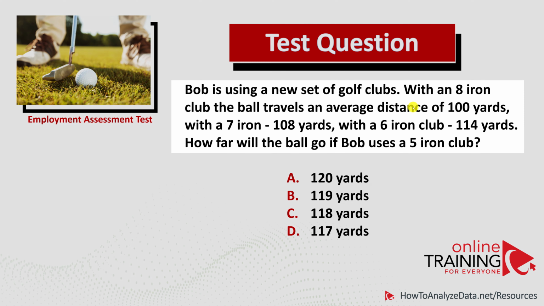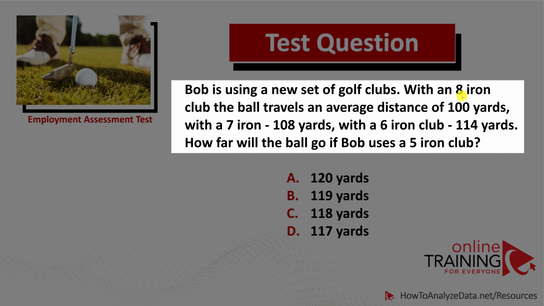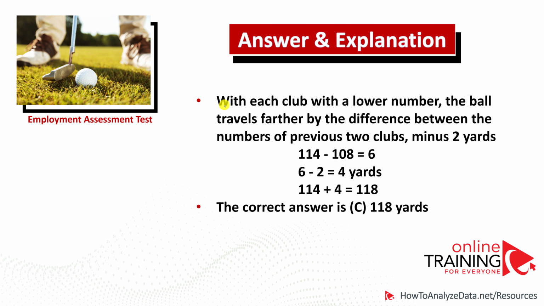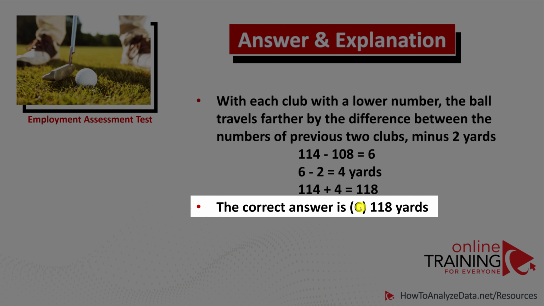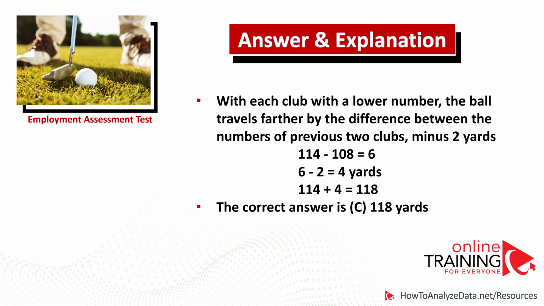When you read through the question carefully, you see the pattern here. For every iron reduced, the ball travels a longer distance. For example, the 8-iron club is 100 yards, the 7 is 108, and then the 6-iron is 108 plus 6, which is 114. So the first increment was 8, and the second increment was 6, which is 8 minus 2. So we can reasonably conclude that with each club with a lower number, the ball travels farther by the distance between the previous 2 clubs minus 2 yards. So the next value would be 114 minus 108, which is 6, minus 2, which is 4 yards, and 114 plus 4 equals 118. So the correct answer is C, 118 yards. Hopefully you've nailed this question.